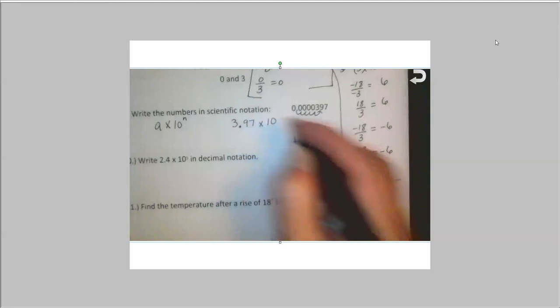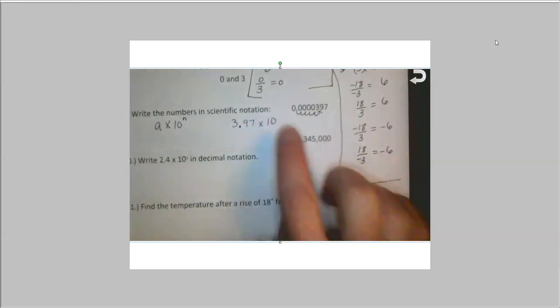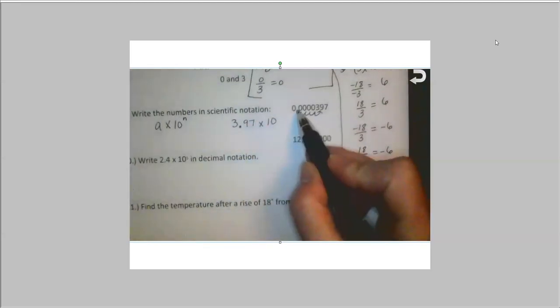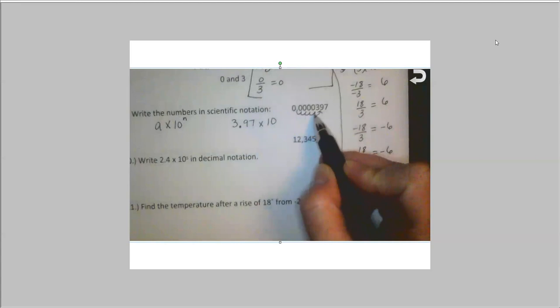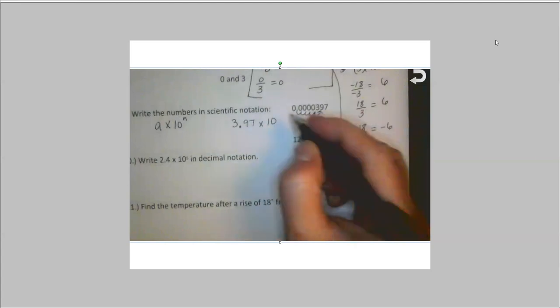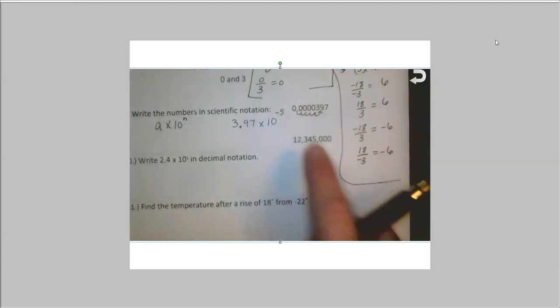Times 10, now I've got to figure out what that exponent is. And that's based off of how many spaces I move that decimal. That's 1, 2, 3, 4, 5. Because it was a really small number, okay, that exponent's going to be a negative.